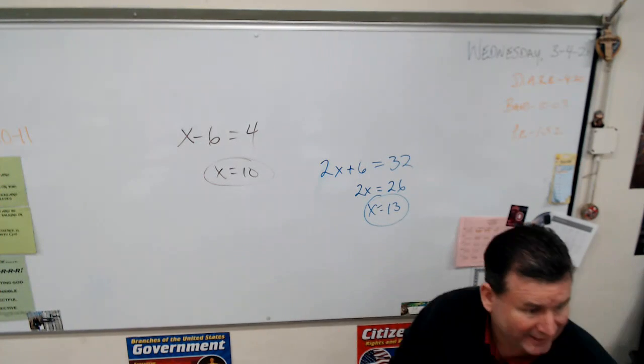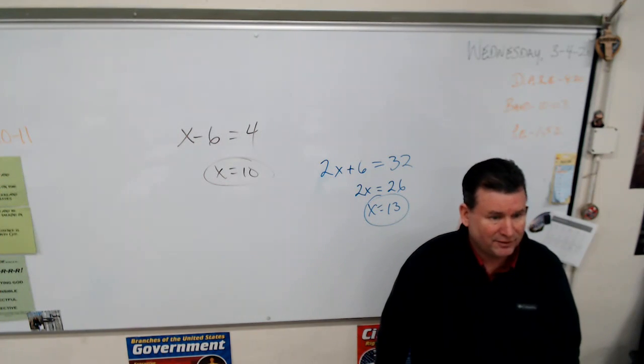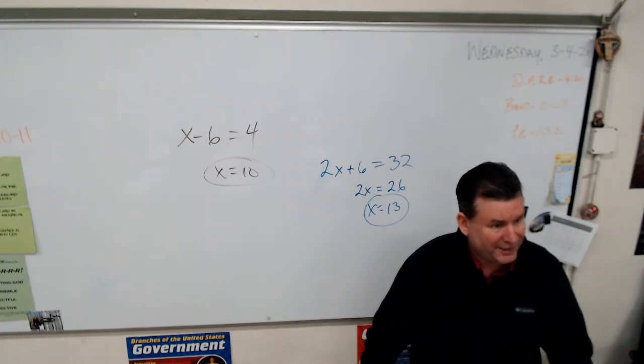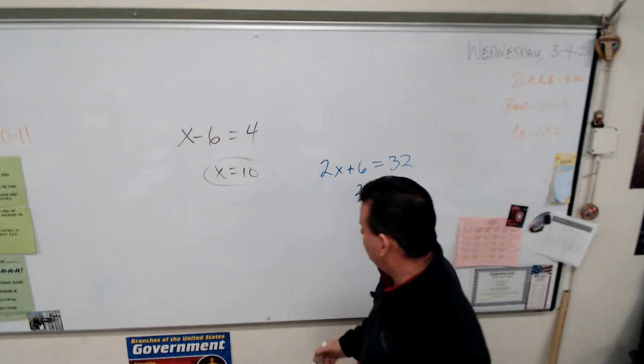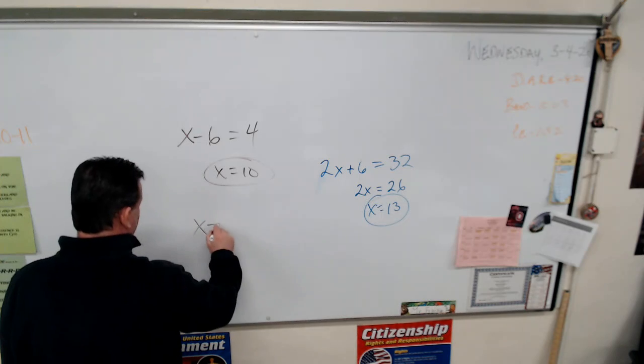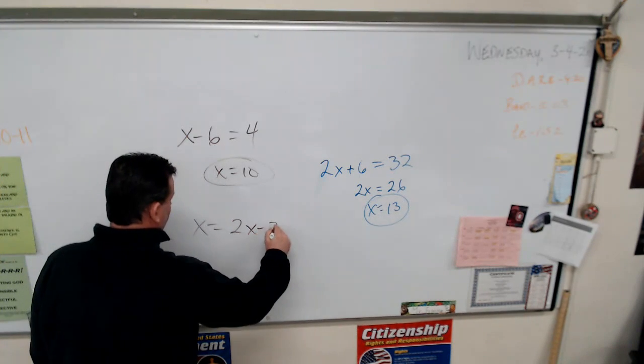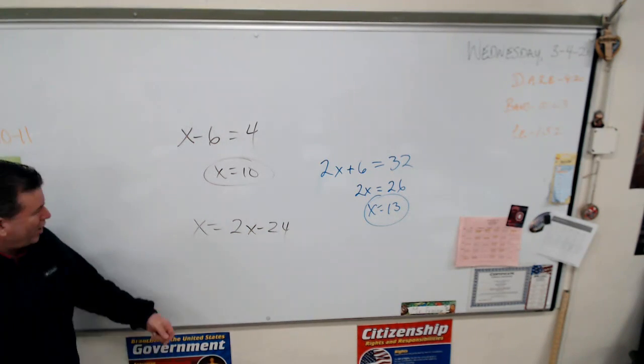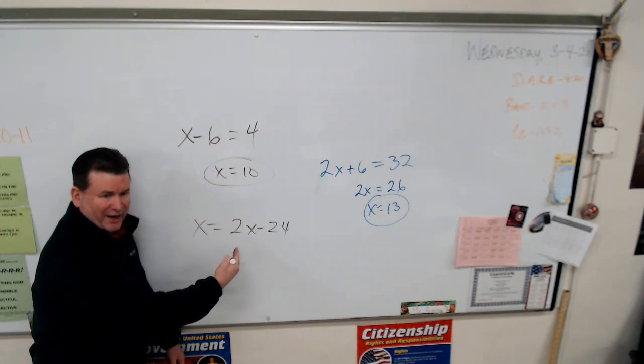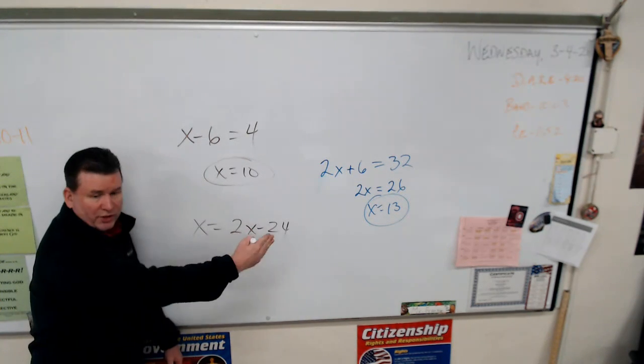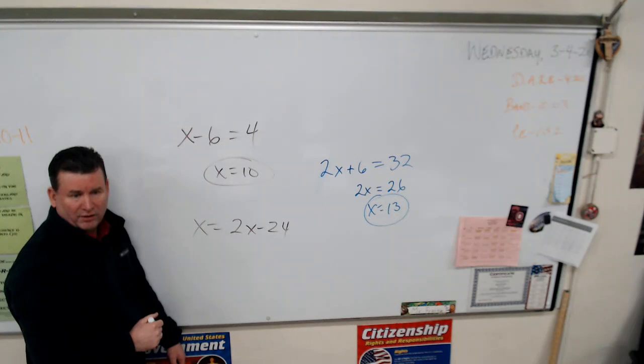Okay, so how do I write that? 2x minus 24 equals x? Yes! That's what I was going to say. That they equal each other. We know that they are congruent. They're the same. So the x equals the 2x minus 24.